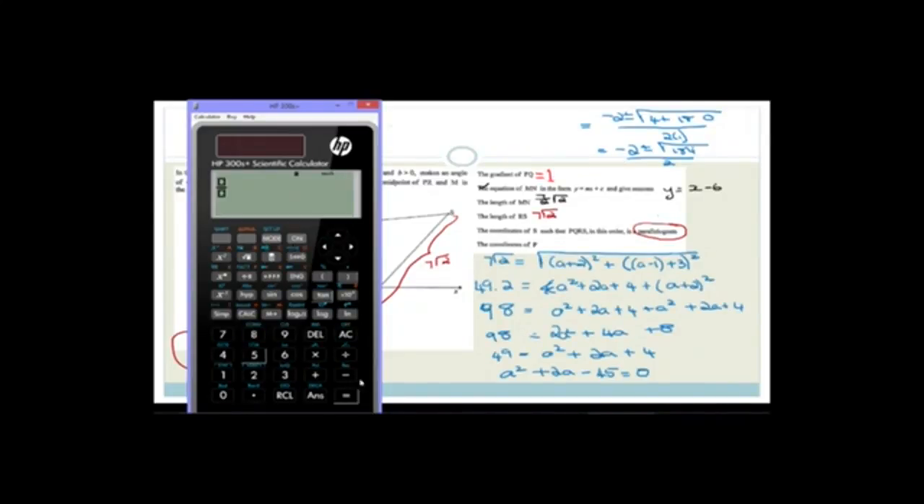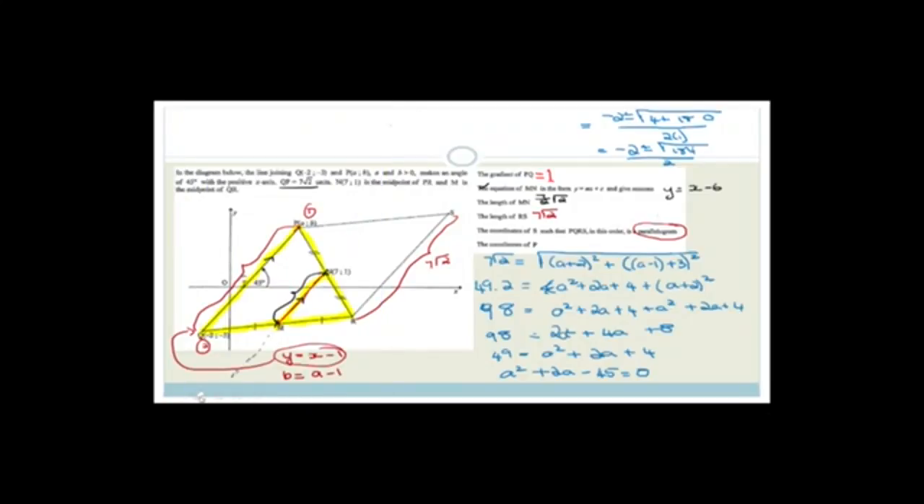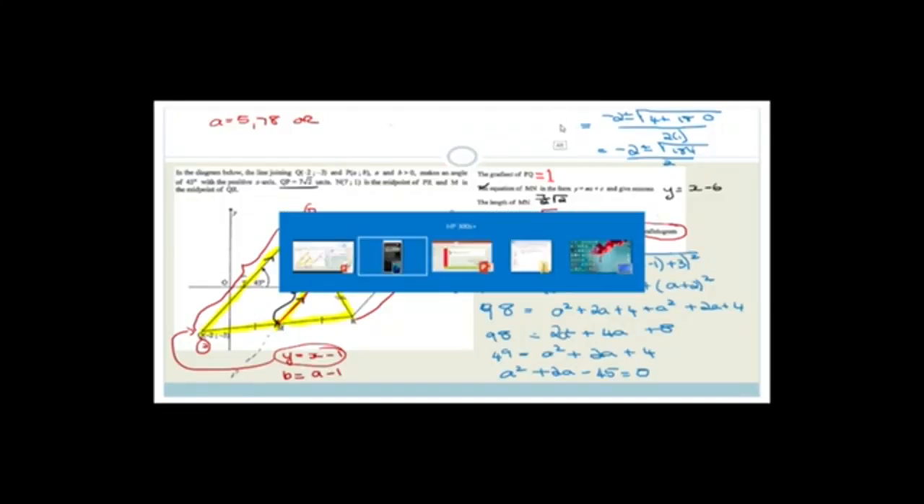So we've got minus 2. We're going to do the plus first. So we go plus the square root of 184 all over 2, equals, and that doesn't help me at all. So we press it and we get 5.78. Okay, so that's 5.78. So the options are that A is 5.78.